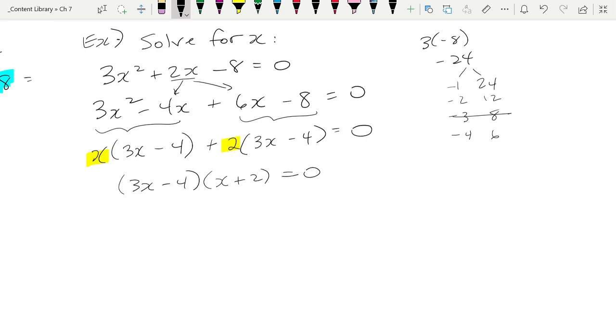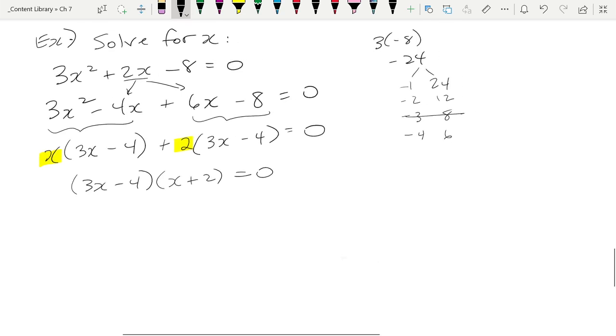But if you'd like to know the more elegant way of explaining why this is the two factors, what if I asked you to factor xy plus 2y? How would you factor that? You'd go, oh, I take out the common factor. It's y.